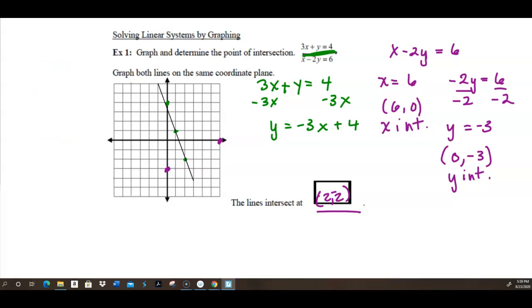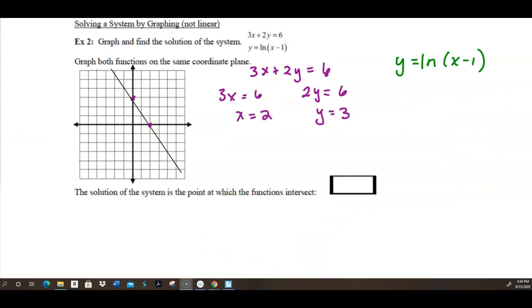And then you connect your intercepts, and so I'm going to connect those two. And if your graph isn't really accurate, then it's difficult to come up with the solution, where algebraically you can just come up with it. But we're looking for where these two graphs intersect, and that's going to be at 2, -2. So that's your solution. In example 2, we're going to solve a system that is not completely linear.